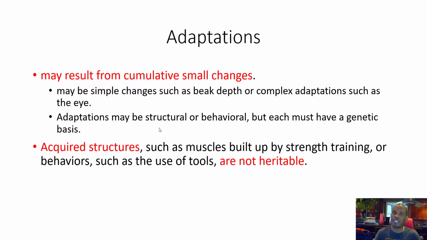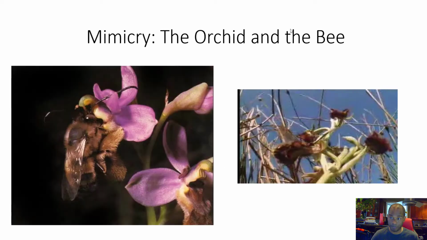I have to put little air quotes on that, because if we had more time, we'd talk a little bit about something called epigenetics, which actually proves Lamarck to be true. But generally speaking, if you work out or do something, you're not going to pass that trait on to your children. So acquired characteristics are not heritable.